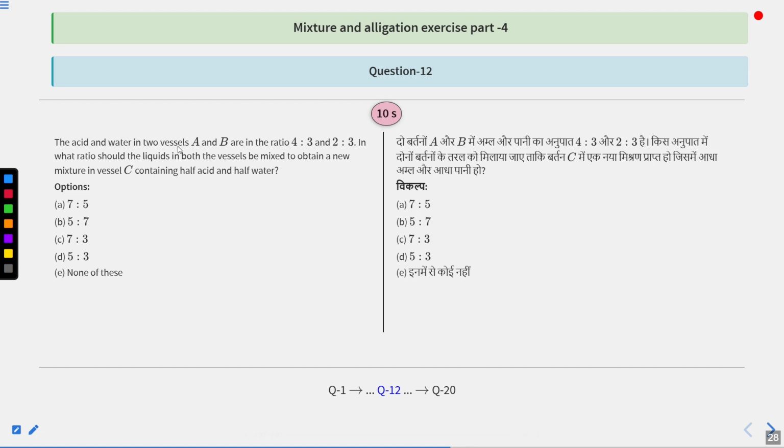The acid and water in two vessels A and B are in the ratio 4:3 and 2:3. In what ratio should the liquid in both the vessels be mixed to obtain a new mixture in vessel C containing half acid and half water? You have 5 options and 10 seconds to analyze the question. Your time starts now.